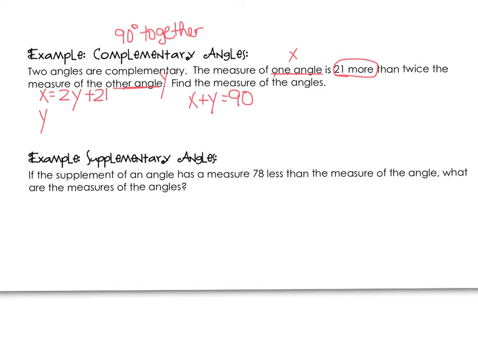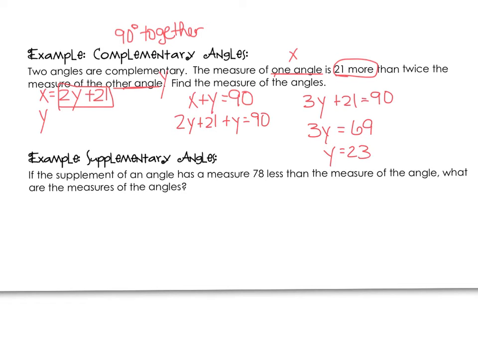We also know that x equals 2y plus 21, plus y equals 90. So combining like terms, we get 3y plus 21 equals 90. So we get 3y equals 69. Divide both sides by 3. y is 23, so there's one angle, 23 degrees.